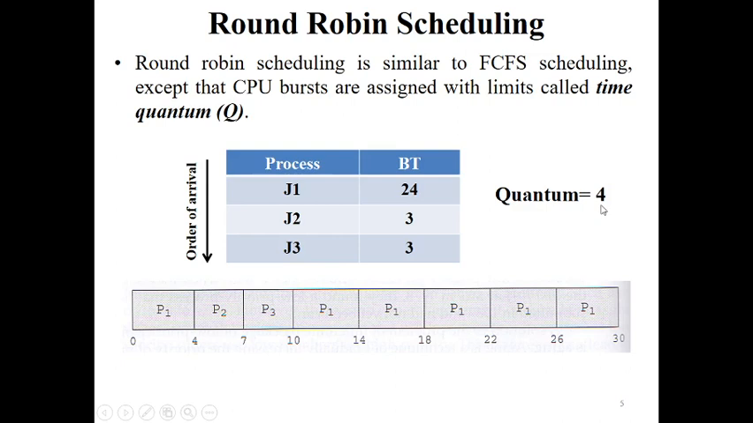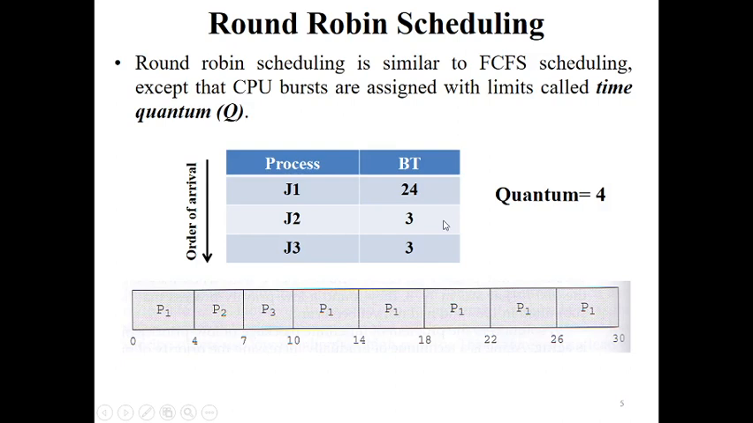So time quantum 4 means 4 milliseconds, say for example the unit is millisecond. 4 milliseconds is given to J1. Whether J1 completes or not, after 4 milliseconds the CPU will be given to J2. Again, J2 will execute and will be given 4 units of quantum time.